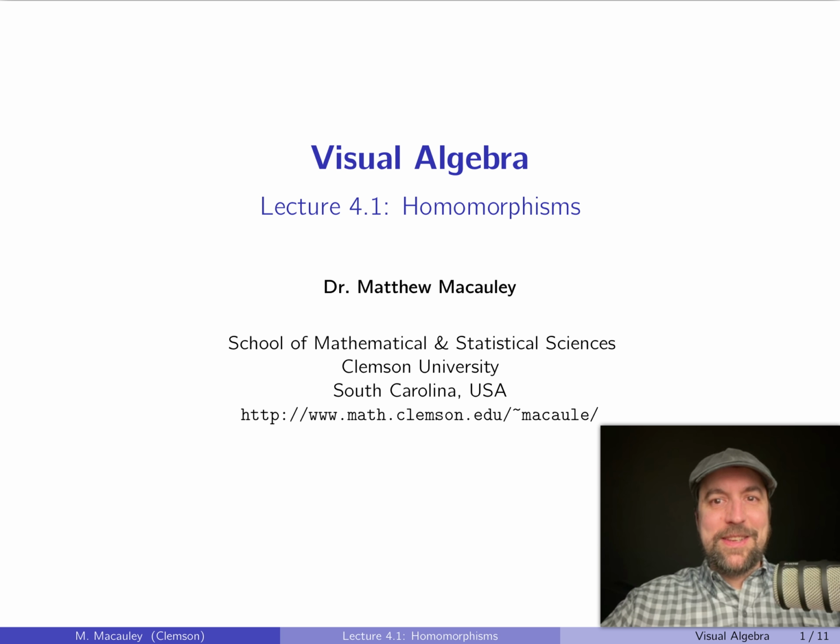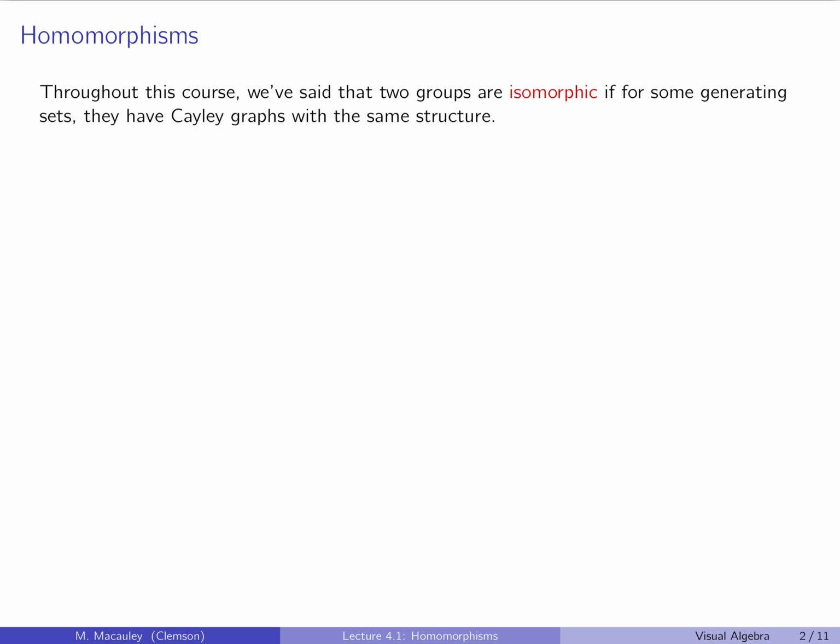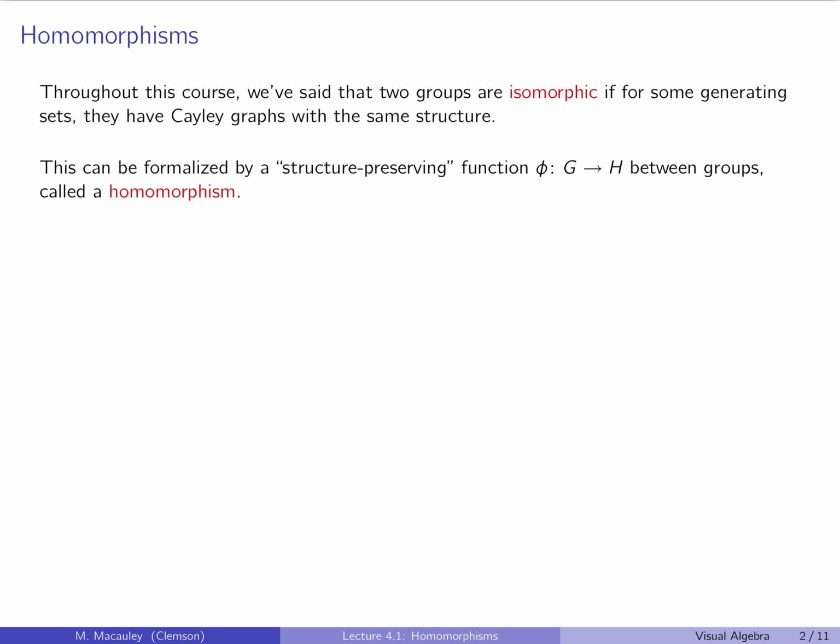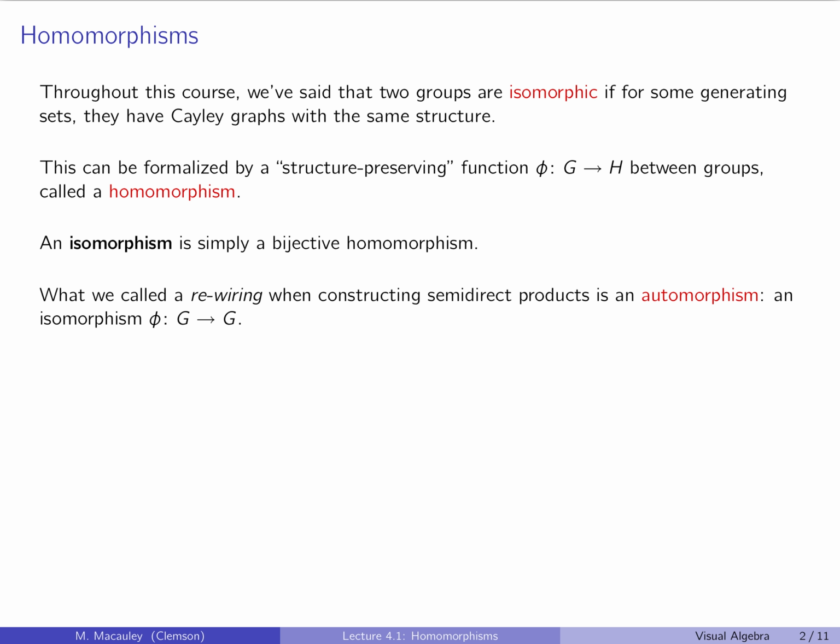Okay, let's get started. Throughout this course, we've said that two groups are isomorphic if for some generating sets they have Cayley graphs with the same structure. This can be formalized by a structure-preserving function between groups called a homomorphism. An isomorphism is simply a bijective homomorphism. What we called a rewiring when constructing semi-direct products back in Chapter 2 is technically an automorphism, that is an isomorphism from a group to itself.